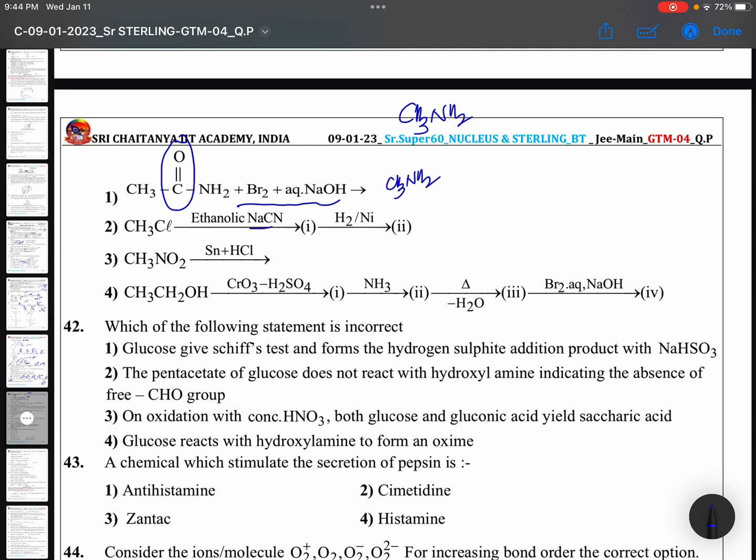CH3Cl with ethanolic NaCN means it is CH3CN. And when you are going for reduction, CH3CH2NH2. One carbon is extra, so you are not getting there. Done. So this is your answer. So the remaining options you will be getting definitely.